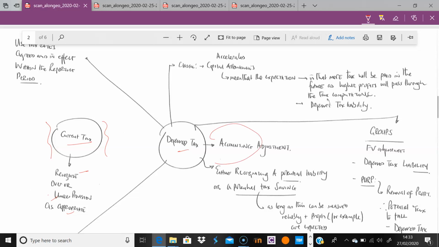What is deferred tax? Fundamentally, it's an accounting adjustment. So it's an accounting adjustment again in line with the matching concept, in line with faithful representation, and also in line with the definition of a liability or potentially an asset. So if there is a present obligation, but it's not due under whatever tax laws, we cannot see that obligation recognized. We need to recognize them.